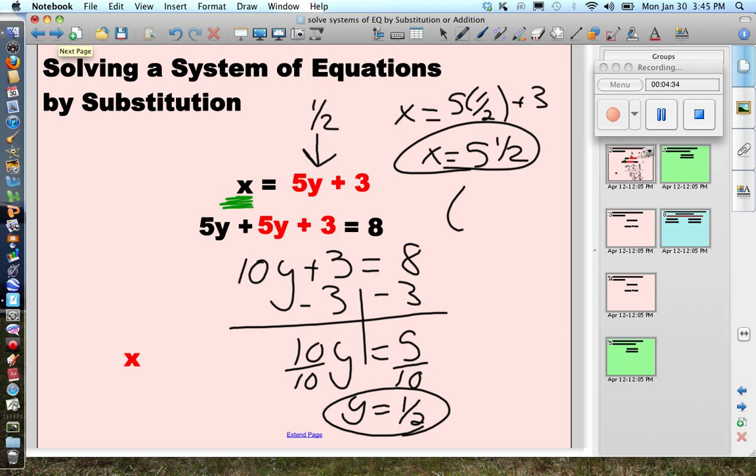So there's my x value, and I'm going to write my answer as a point. The x goes first, just like we graph a line. So my answer is 5.5, 2.5. If I had graphed those two equations, that is the point where they would intersect. Okay? Go back to my original equation.